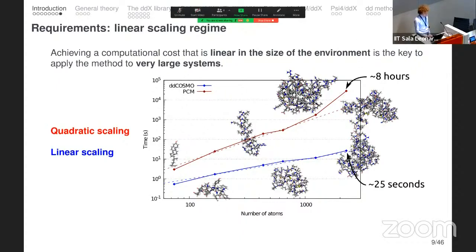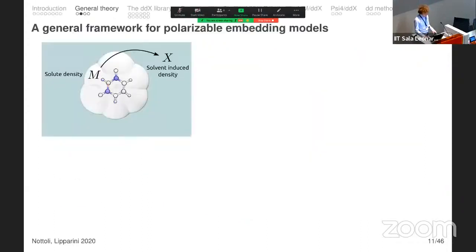So really, if we want to go to biophysics, we need something which is linear scaling. And today I will present the library and also some general theory that we developed. It's really helpful to derive the working equations for this kind of models. And also I want to put a little bit of definitions here because I will use those definitions later on in the presentation.